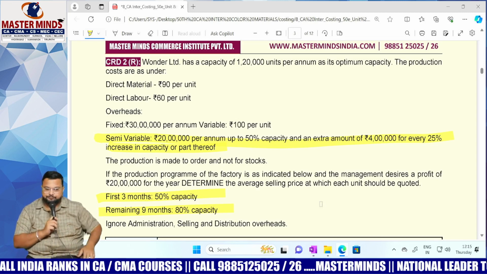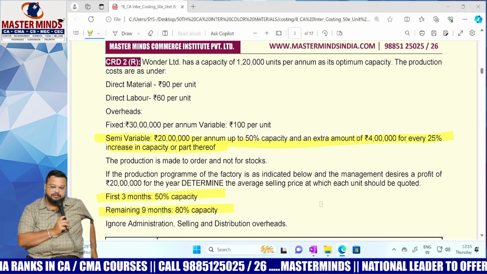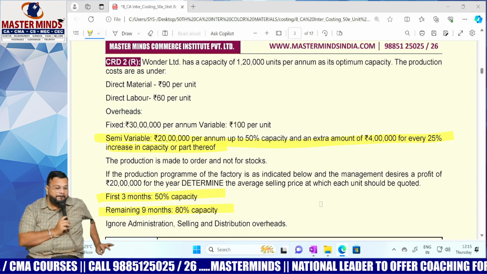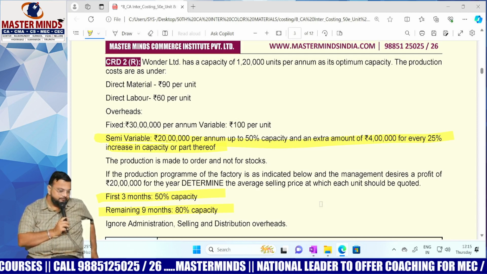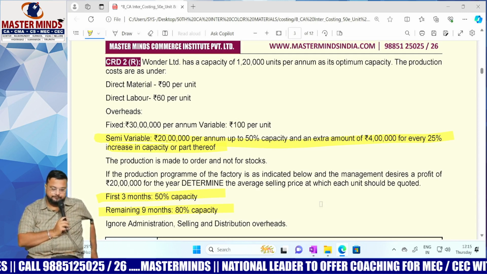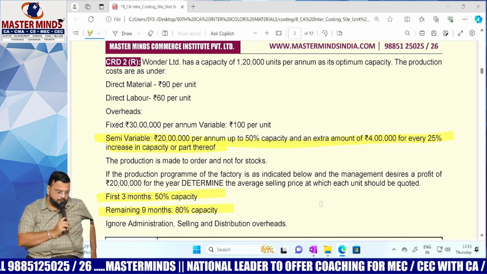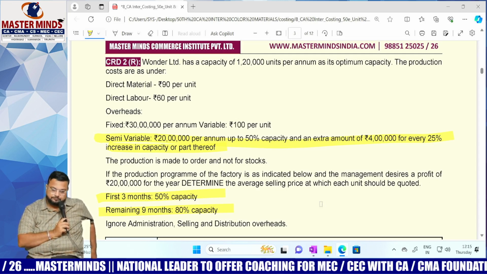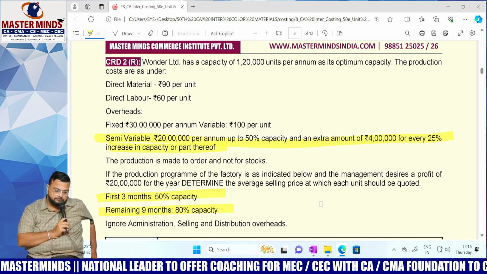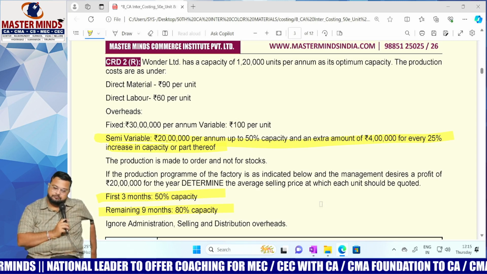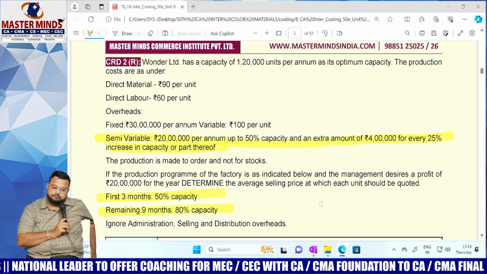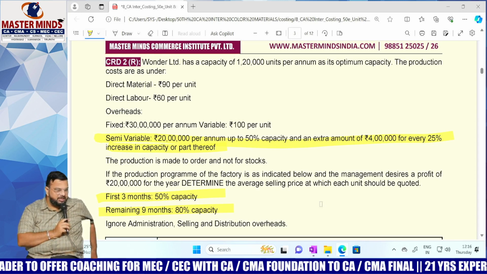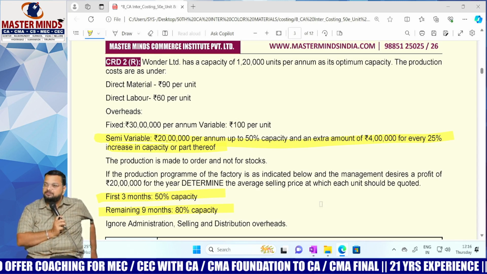Next, Nana. The production costs are as under. Okay. Direct material 90 per unit. Since it is variable, Nana, it is always given per unit, Nana. Next, Direct labor 60 per unit. Overheads: fixed 30 lakhs per annum. Variable 100 per unit. Next, Nana. Semi-variable 20 lakhs per annum up to 50% capacity and an extra amount of 4 lakhs for every 25% increase in the capacity or part thereof. 25% or part of 25%, Nana. You will be incurring 4 lakhs extra.